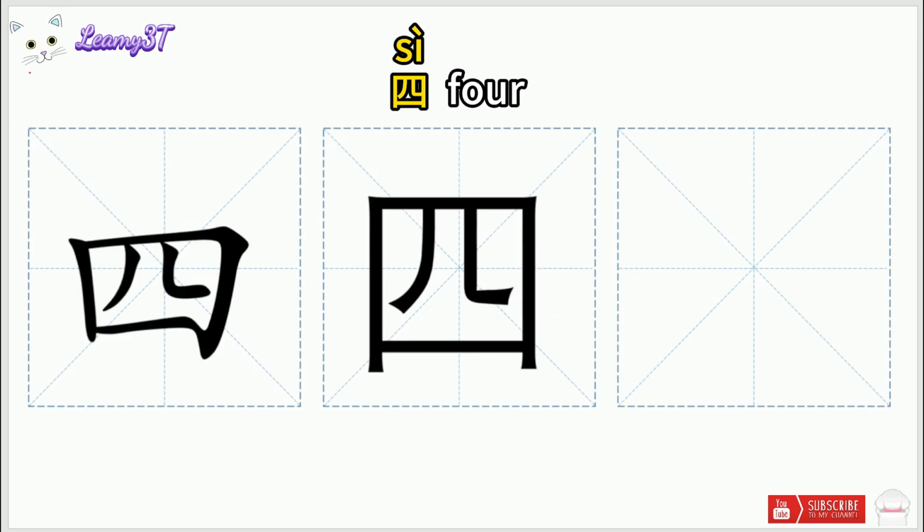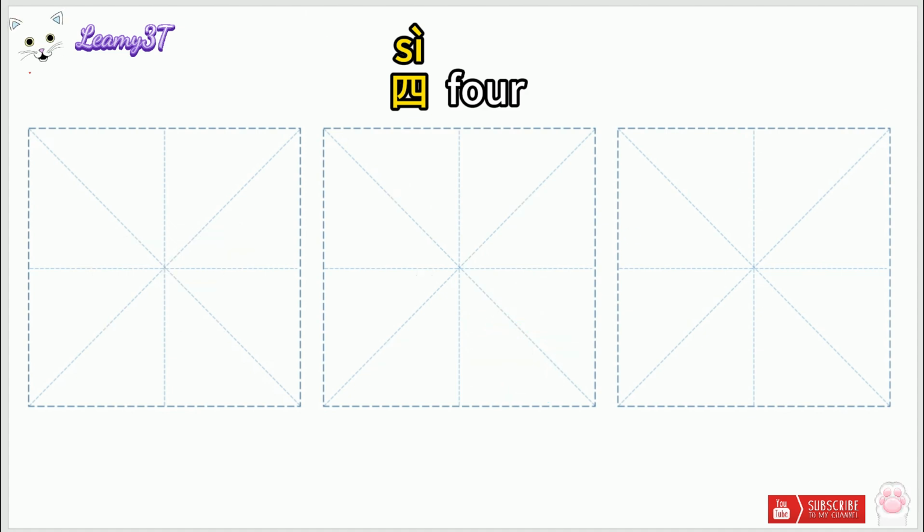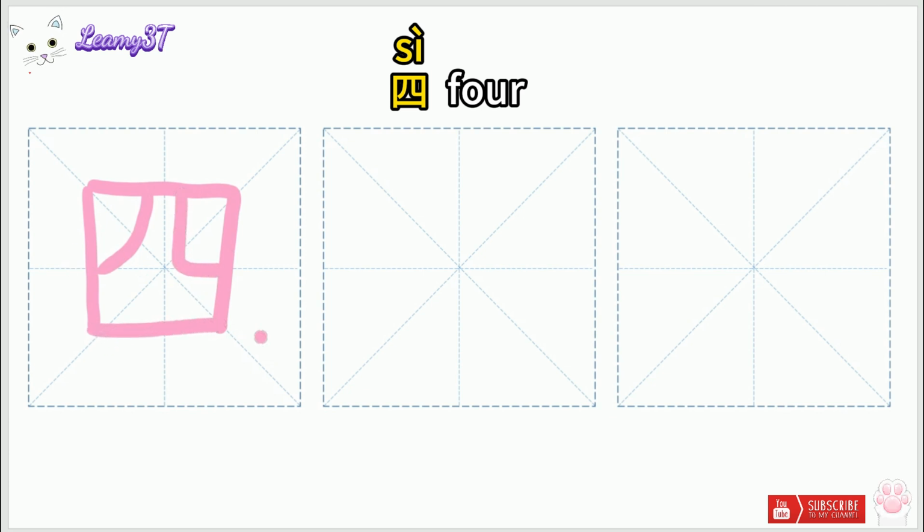If you change the font, you will see the difference. See? There is no hook. Now let's read and write together. Follow me to say the stroke. 竖, héngzhé, 撇, shùwān, 横. One more time.